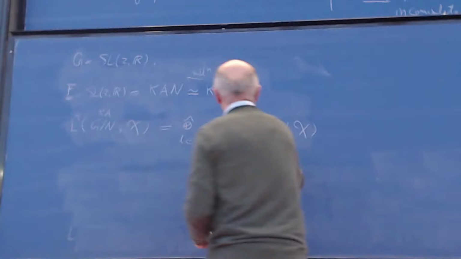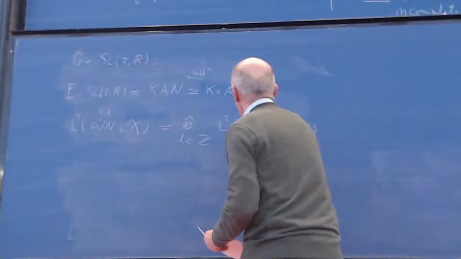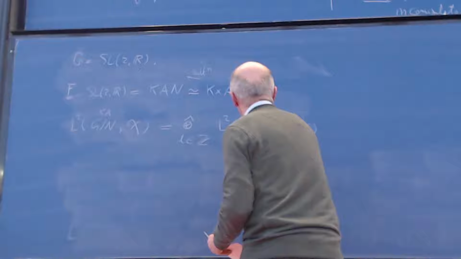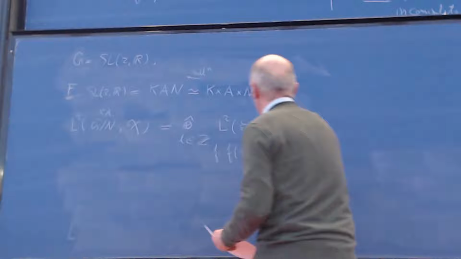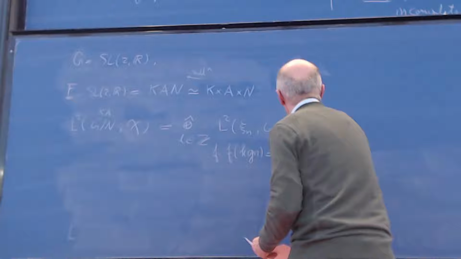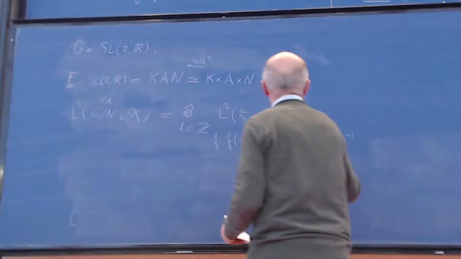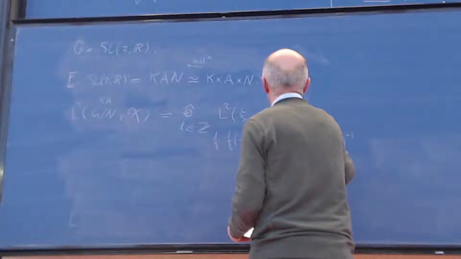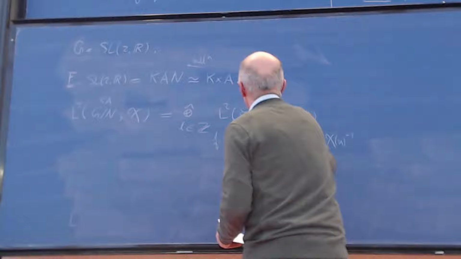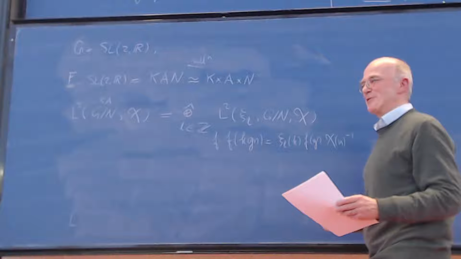And so this reflects transformation behavior on the left, and the transformation behavior is that f(k g n) consists of L2 functions f having this transformation psi_L(k) times f(g) and times chi_N of this. So L2 of psi_L, chi_N. Yeah. In our preparation, I first called this M and then I changed to L. This is never a good idea to do this. But I did it anyway.